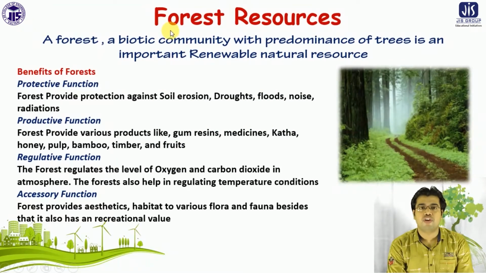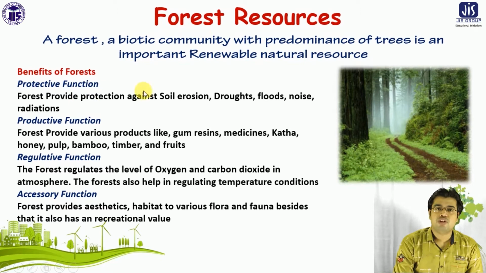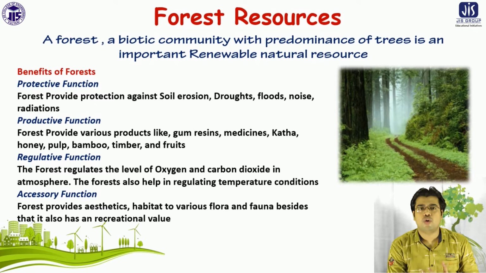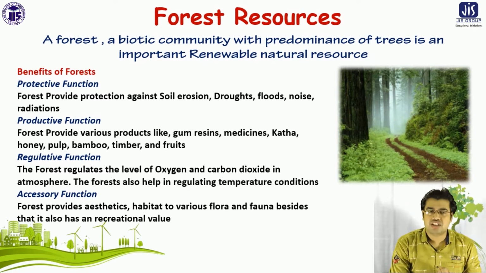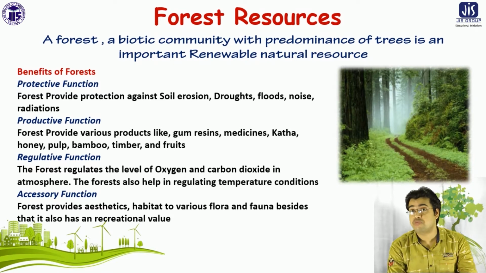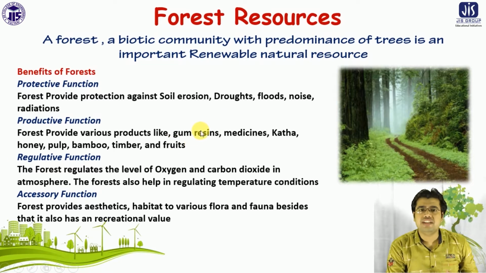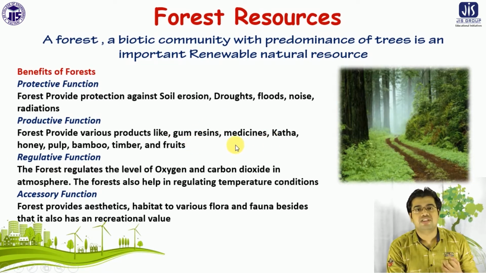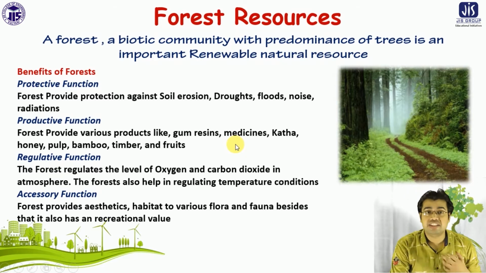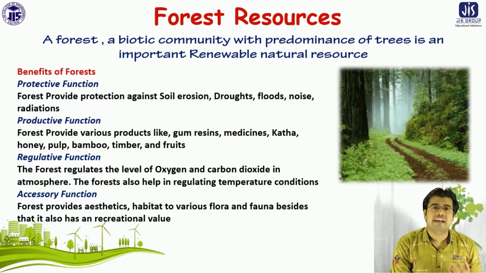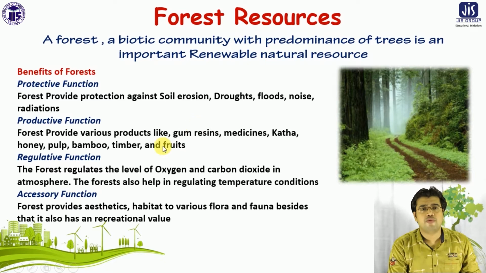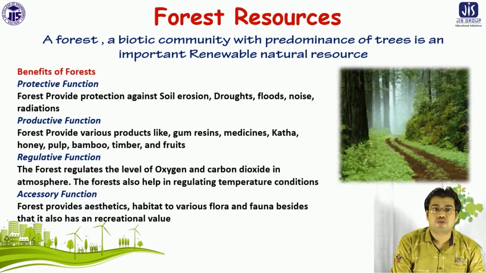For example, forest resources. If you think about forest resources, they provide protection against soil erosion. Also, they supply honey. That is the most important thing that comes from the forest. Another thing, forests provide various products like gum resin, different kinds of medicines, pulp, bamboo, timber, and different kinds of fruits. That all comes from the forest resources.